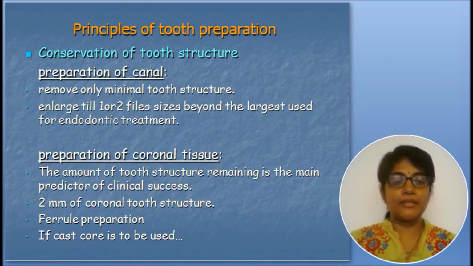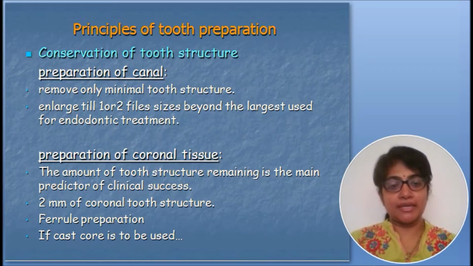Now coming to the principles of tooth preparation. Conservation of tooth structure. While preparing the canal, we have to only remove minimum tooth structure as possible. Enlarge till 1 or 2 file sizes beyond the largest used for endodontic treatment. Preparation of coronal tissue. The amount of tooth structure remaining is the main predictor of the success. 2 mm of coronal tooth structure is mandatory. Ferrule preparation. Ferrule is the amount of clinical crown structure visible in the oral cavity after the endodontic treatment is done. So at least 2 mm of ferrule is extremely important.